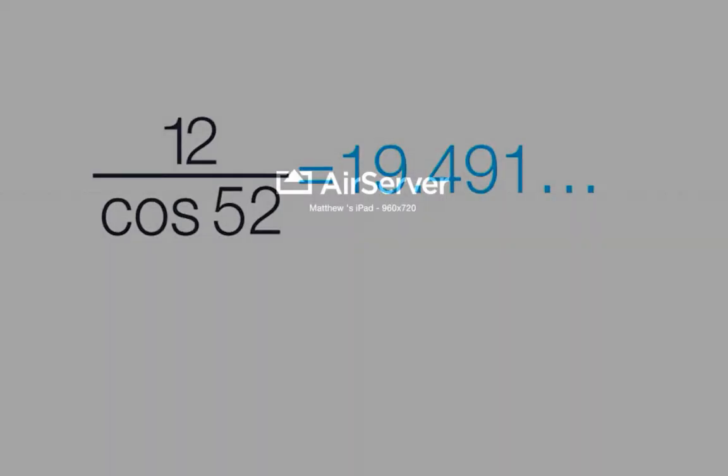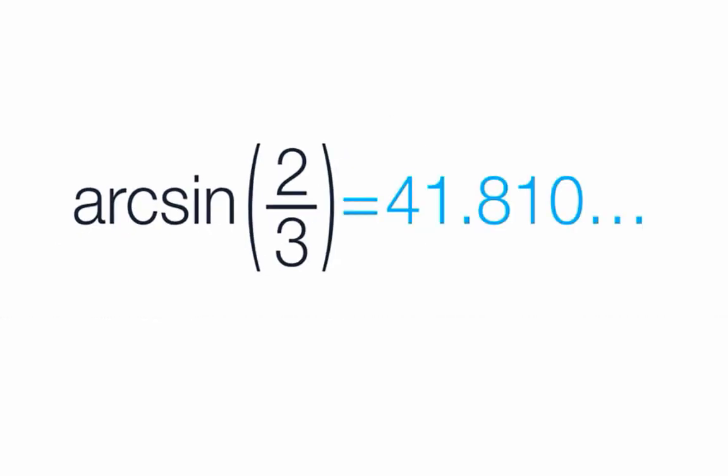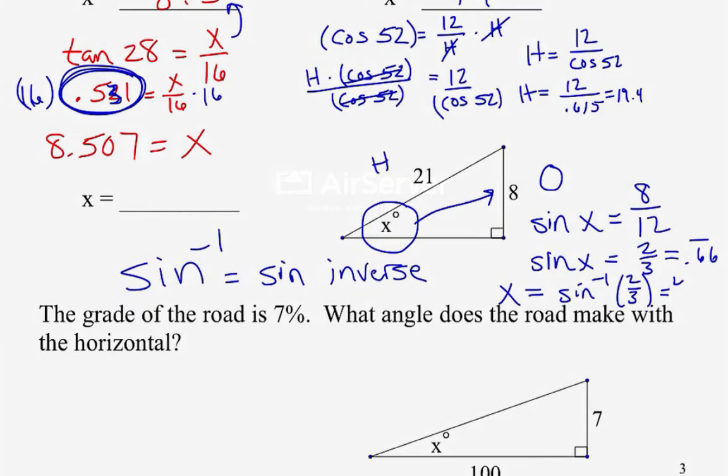Now my calculator is a little bit different since I'm using an iPad app here. Understand, sine inverse is the same thing as arcsine. So if you ever see that anywhere, sine inverse and arcsine, they're the same thing. So I'm going to use arcsine of my ratio 2 over 3, and this is simply asking the calculator what angle has a ratio for sine of 2 over 3, and that would be 41.8 degrees. So this angle is 41.8 degrees.